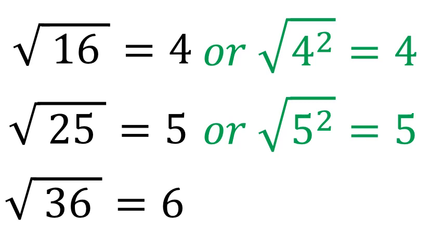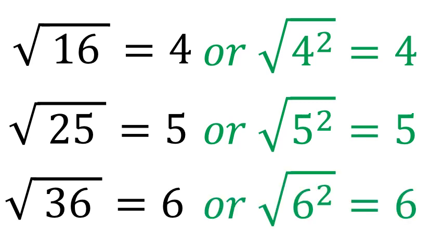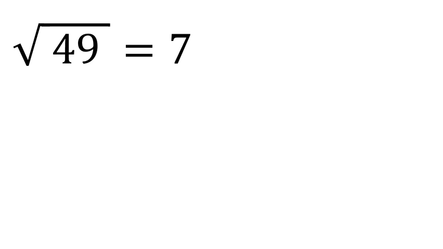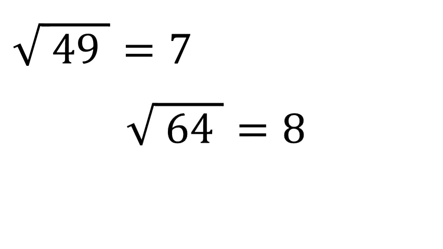Radical 36 is 6. You know why? Yes, because 6 times itself equal 36, or 6 squared. Radical 6 squared equals 6. So let's have other radicals. From the multiplication table, radical 49 is 7. Do you still remember that 7 squared equal 49, or 7 times 7 equal 49?